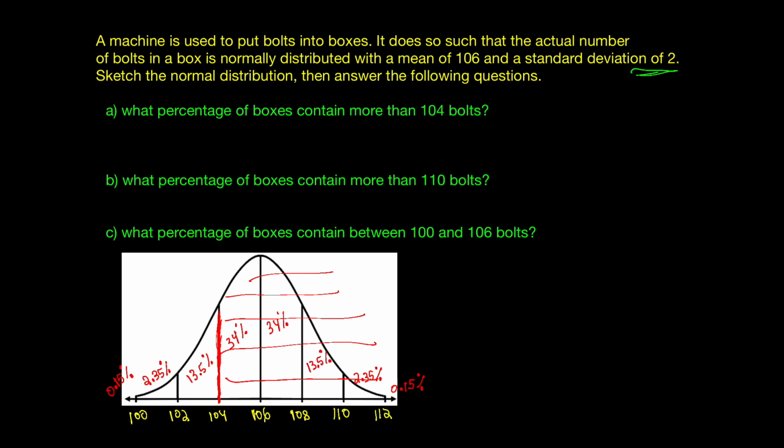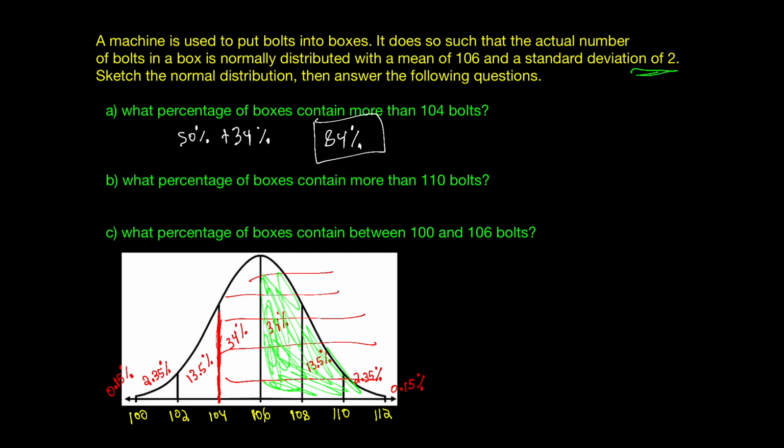So all I have to do is add 34 plus 13.5 plus 2.35 plus 0.15. Now, I want you to notice that to the right of 106, we already have 50%. And if we add this 34%, this other region, we can get the exact same thing, just a little bit faster. So 50 plus 34, we're going to get a total of 84%. And this is the percentage of boxes that contain more than 104 bolts.